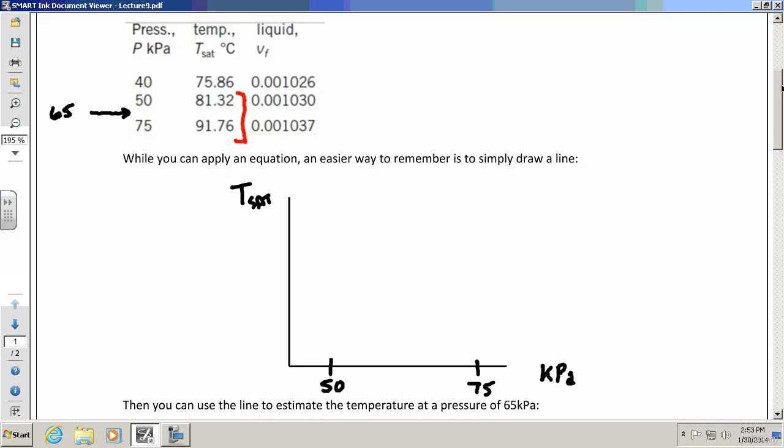By the way, that's why it's called interpolation, because you're looking inside. If you looked outside, what's that called? Extrapolation. We're not doing that, though. That's more dangerous.